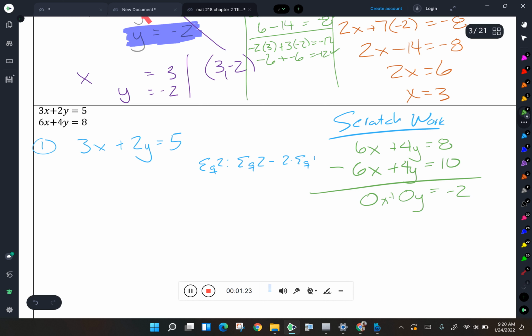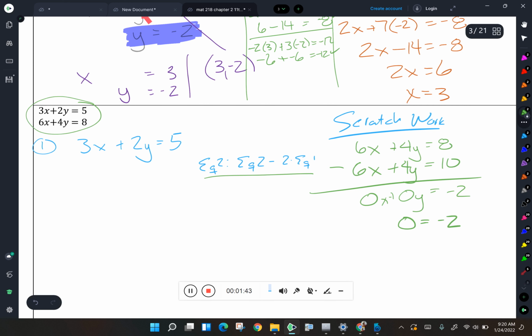I get this nonsense sentence when I try to do this. I get the statement that says 0 is somehow equal to negative 2. Now that's not a true statement. So one of two things has happened here. Either I have made a mathematical error, which I'm going to go back and check.